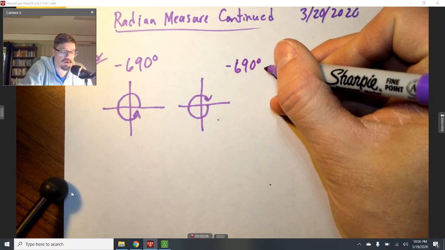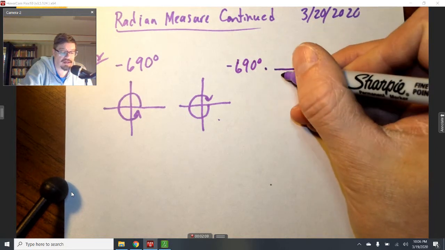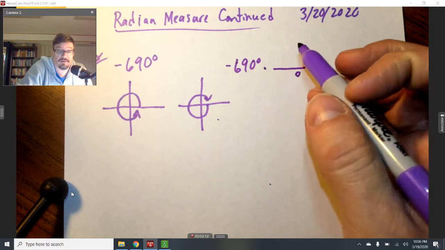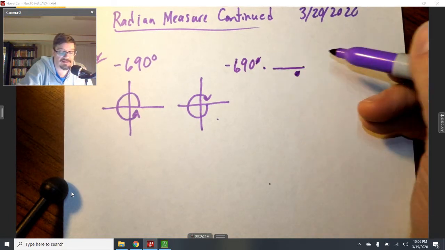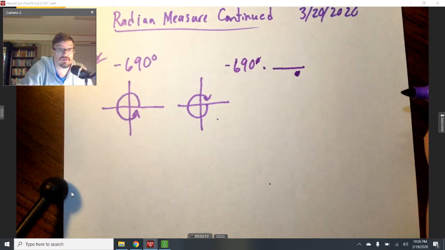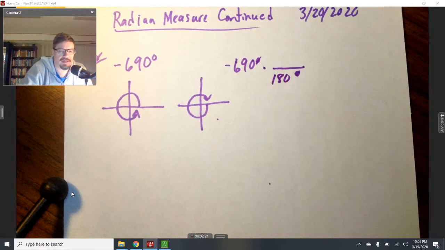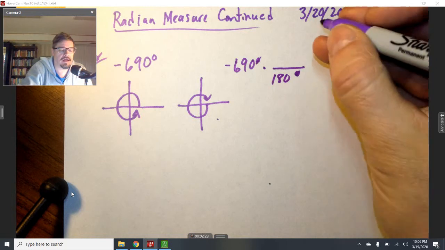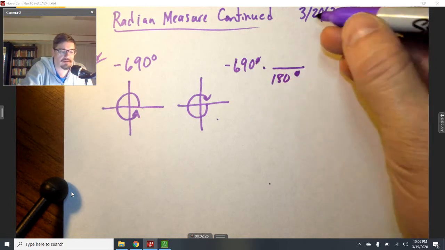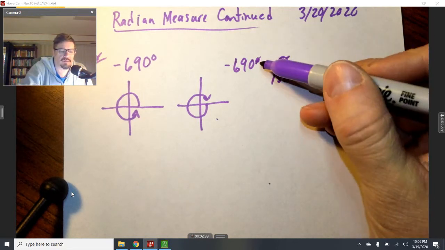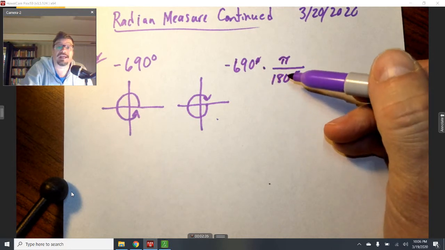So what I want to do is get rid of the degrees, so I need degrees in my denominator, because that way those units cancel out, and that's a huge thing to remember. All right, so that's 180, and we said that 180 degrees is pi radians. So we want to switch from one to the other. We're going to get rid of the degrees, but we're going to introduce pi.